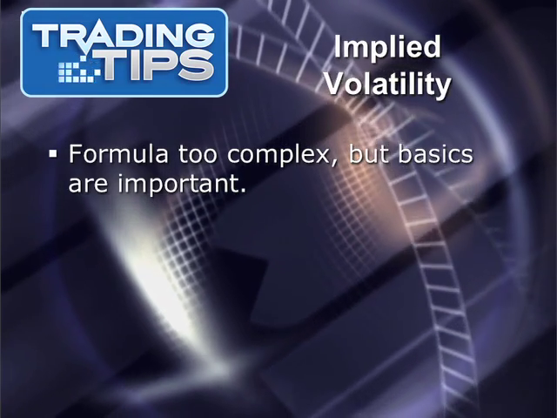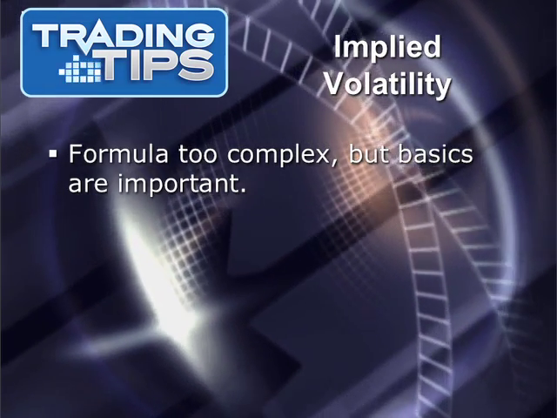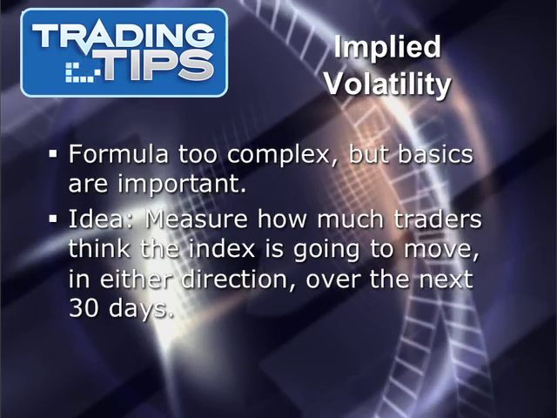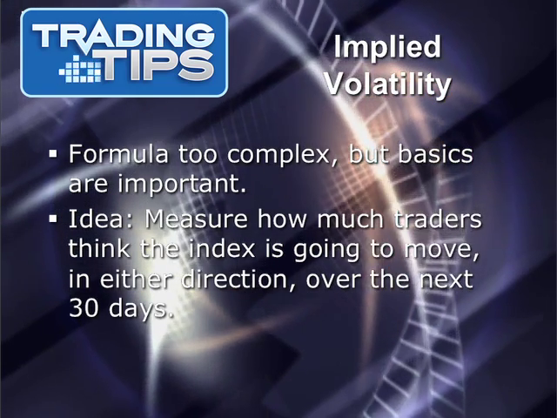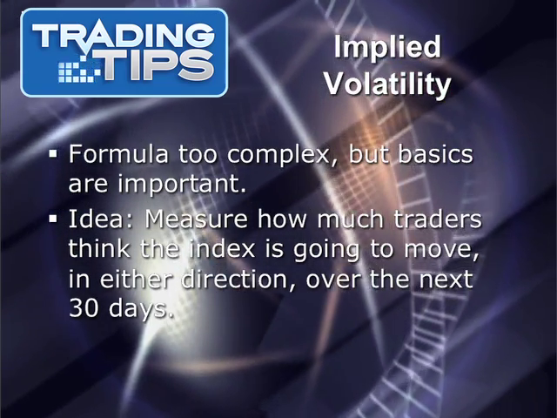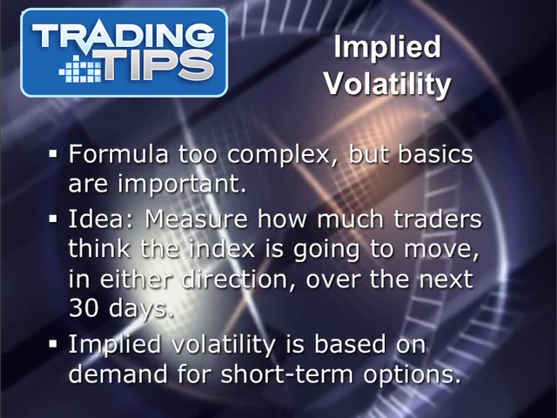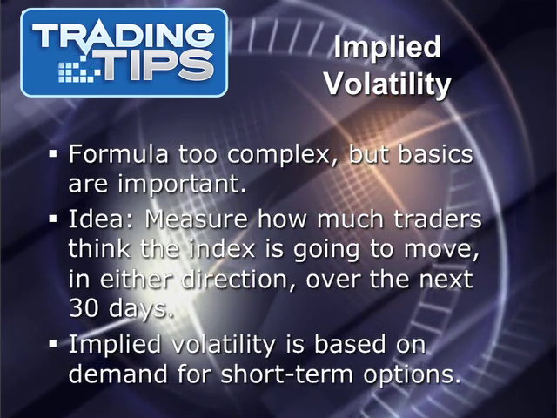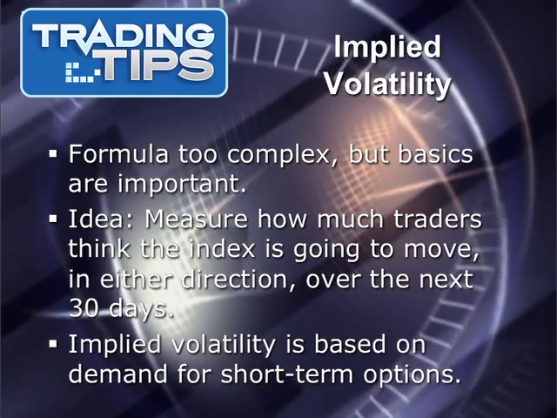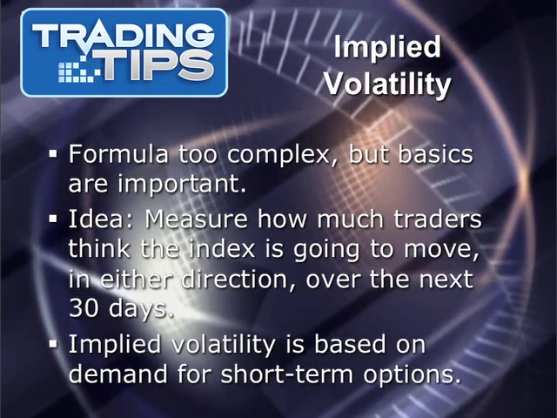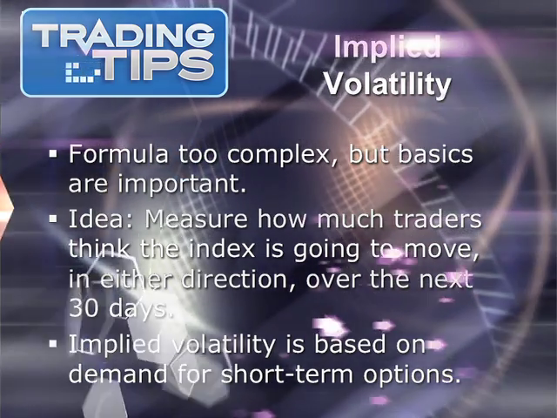Implied volatility is determined based on a complex formula that's beyond the scope of this episode, but it is important to understand the basic concepts. The idea is to measure how much traders think the index being measured is going to move in either direction over the next 30 days. To find this result, the VIX and other volatility indexes look at the demand for near-term and next-term puts and calls. The greater the demand for puts and calls, the greater the anticipated movement of share prices in either direction.